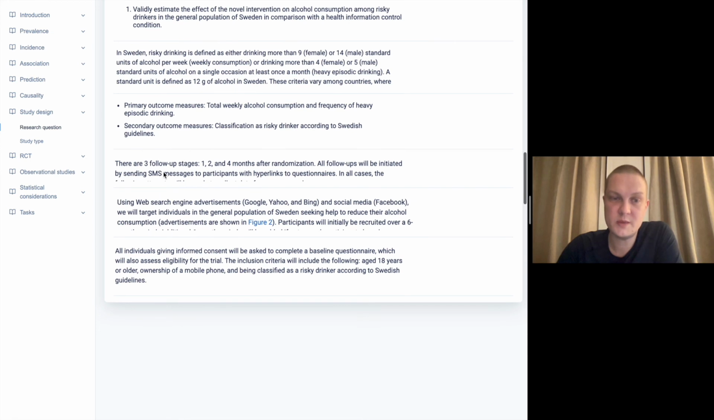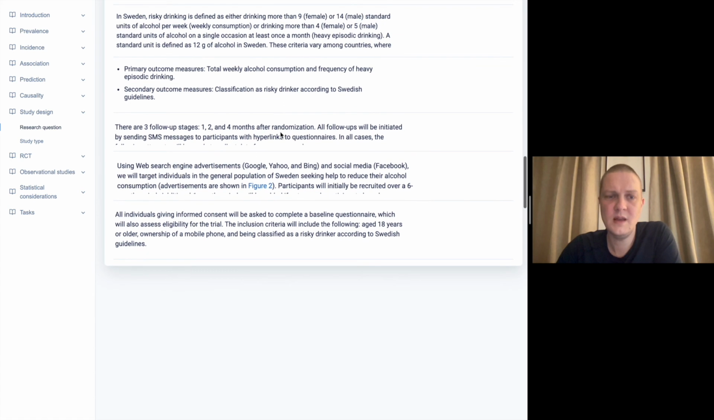There are 3 follow-up stages, 1, 2, and 4 months after the randomization, and all follow-ups will be initiated by sending text messages to participants with hyperlinks to questionnaires. So here it's also emphasized how the outcome is going to be assessed. Then the setting is using web search engine advertisements and social media. We'll target individuals in the general population of Sweden seeking help to reduce their alcohol consumption.